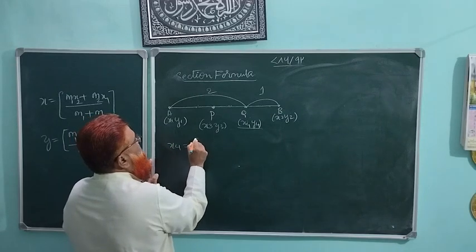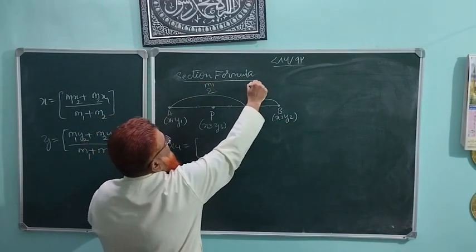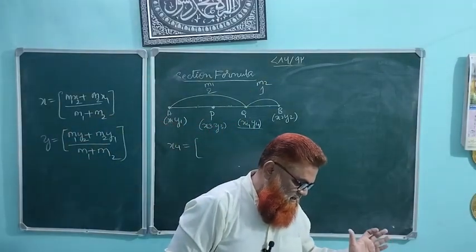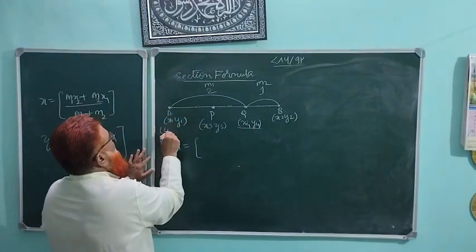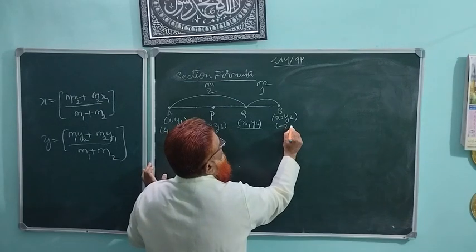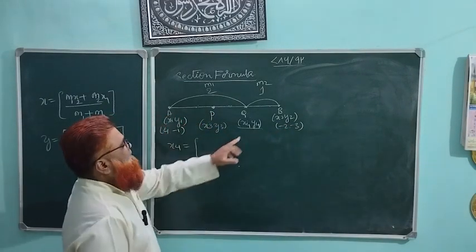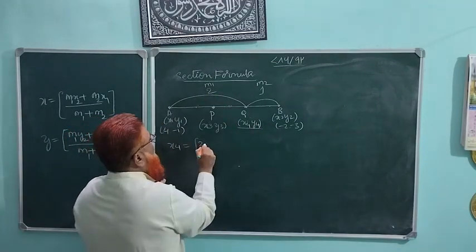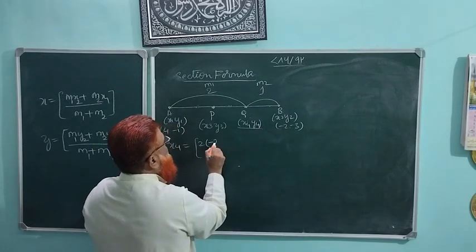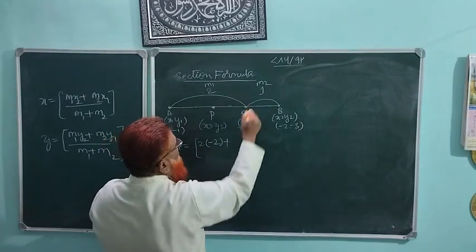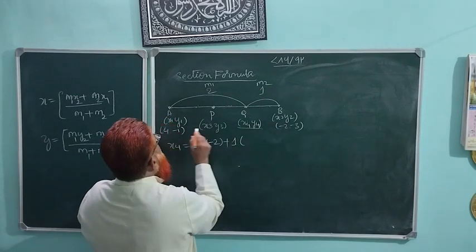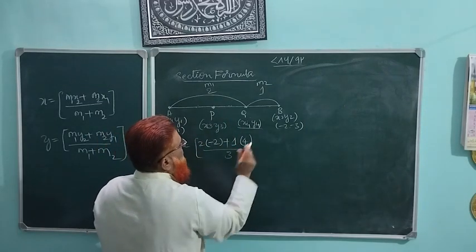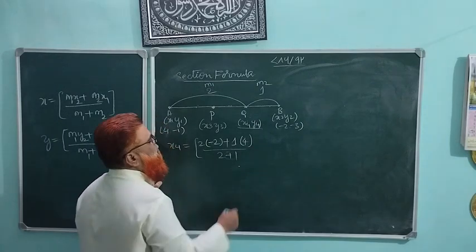x4 is equal to, this is m1, m2. As you know, x1 and y1, what is given? 4, minus 1, minus 2, minus 3. Alright. x4 is equal to m1. What is m1? 2 into x2, minus 2, plus m2, 1 into x1. What is x1? It is 4. Divided by m1 plus m2, that is 3. Directly I take, otherwise I will take this 2 plus 1.